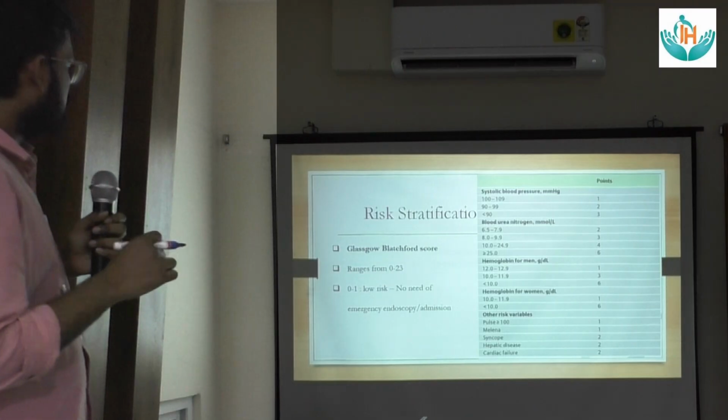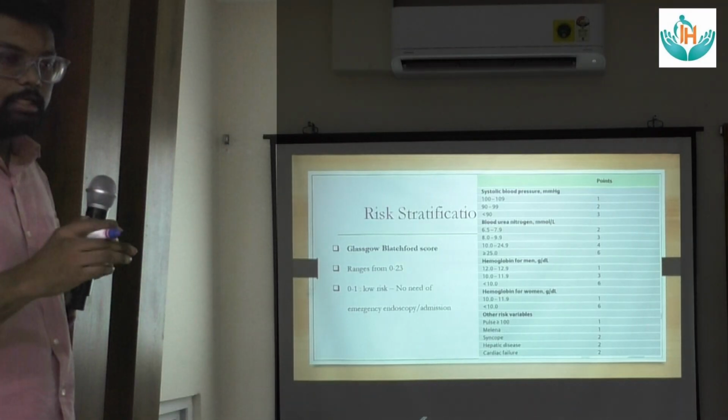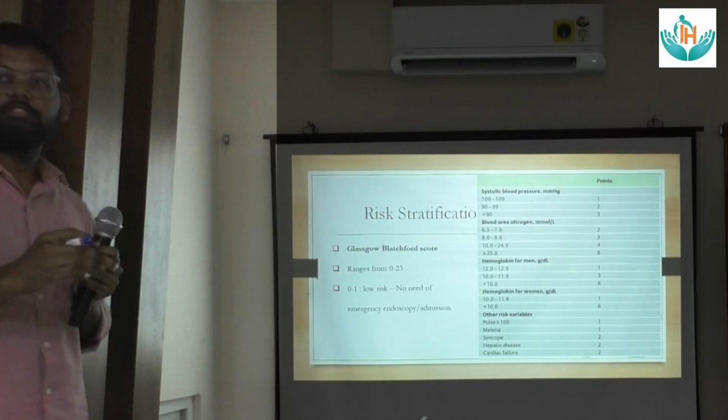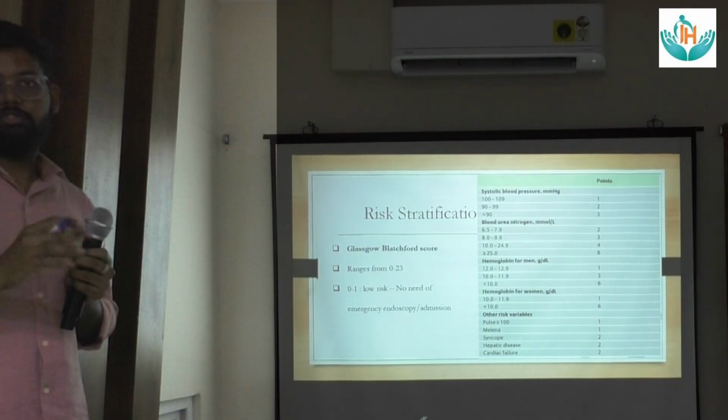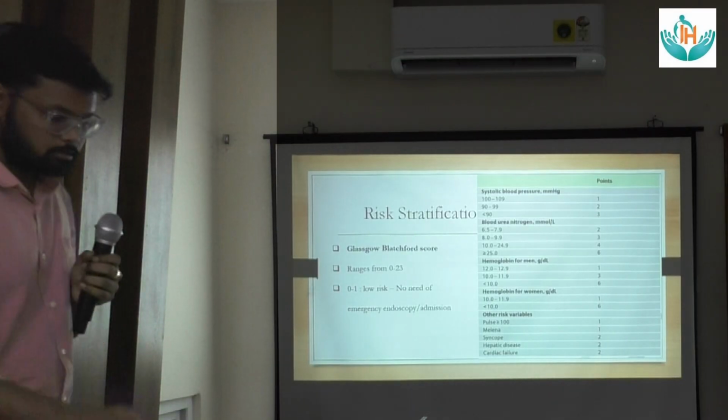If the score is 0 to 1, he is at very low risk of bleeding. There is no need for any emergency endoscopy, and we need not admit the patient also. He can be sent on an OPD basis.